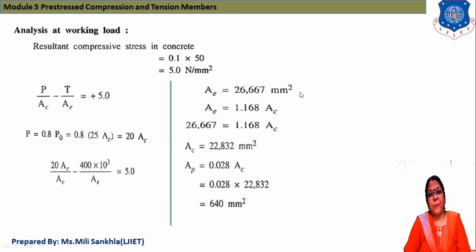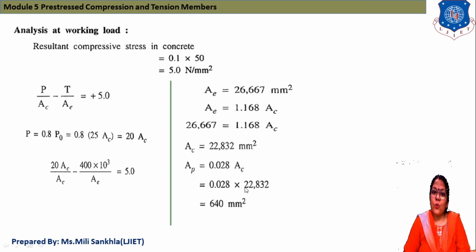Now numerator and denominator cancel AC, and after solving we get the equivalent area AE, that is 26,667 mm square. AE is equal to 1.168 AC. This is the relation that we already found. Now put the value of AE and from that we get the area of concrete AC. AC is equal to 22,832 mm square and AP is equal to 0.028 AC.